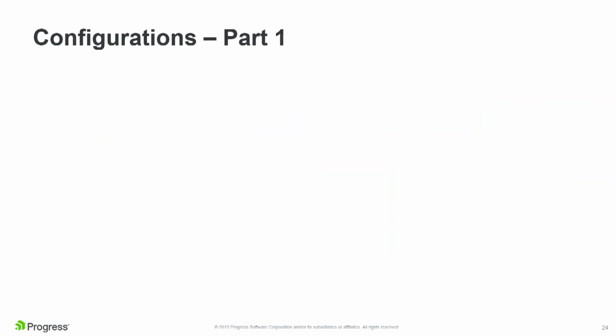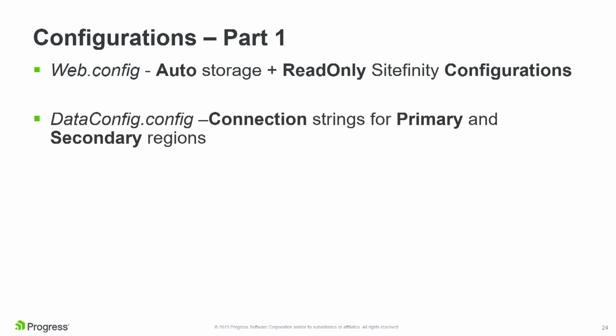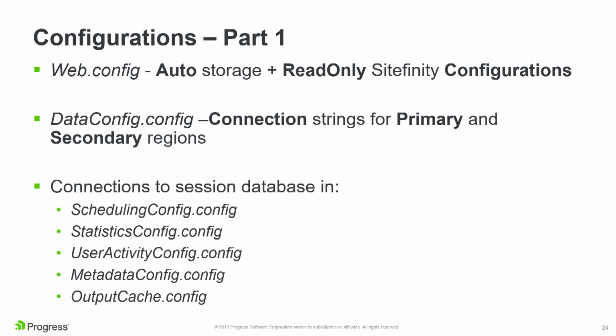So let's see what are the configurations that need to be done to apply this setup. The first thing that needs to be considered is to set up the Sitefinity configurations to be in auto and read-only storage mode, and you can do that from the web config. The second piece that you need to do is to configure the connection strings in each Sitefinity instance to operate with the database in the same region. And the third piece is to ensure that all the providers that are collecting some system information are configured to work with the local session database.